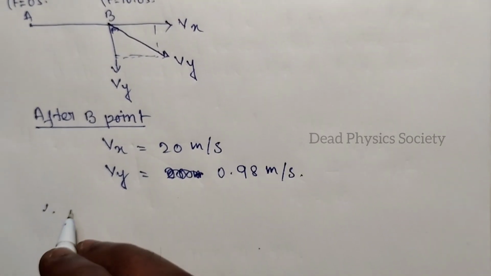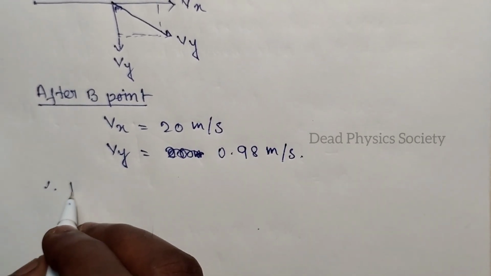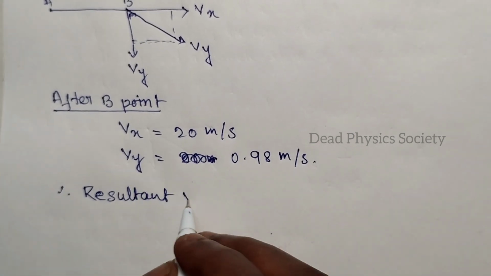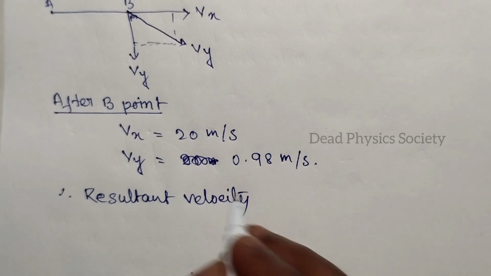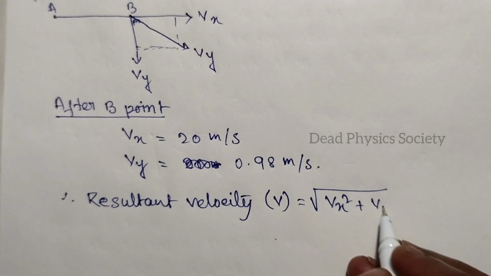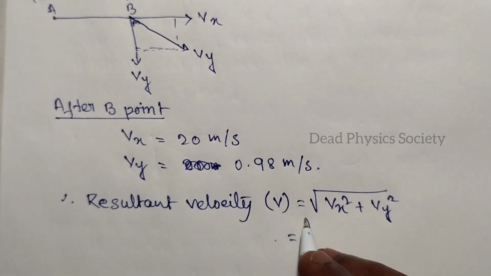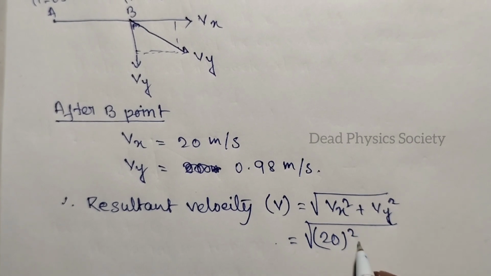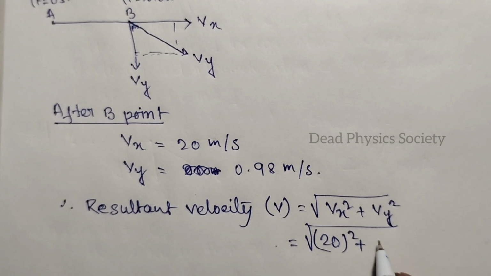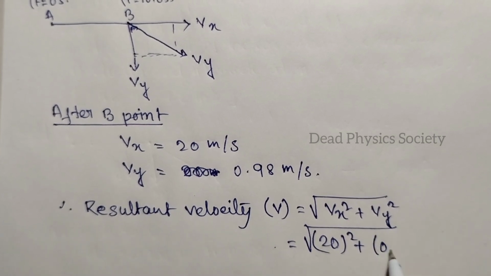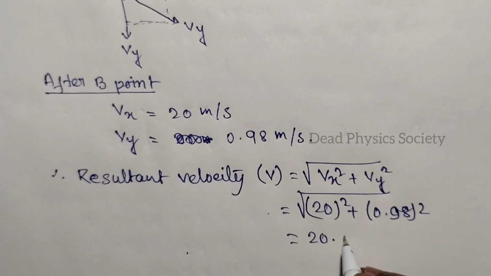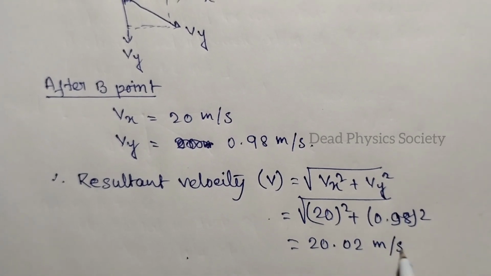So after B point, the magnitude of resultant velocity of the stone V will be equal to root over Vx square plus Vy square, which will be equal to root over 20 square plus 0.98 whole square, which is equal to 20.02 meter per second.